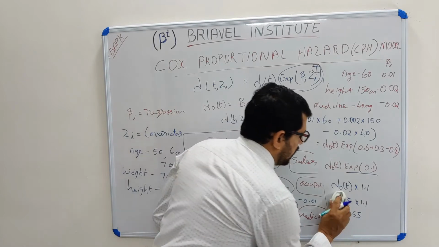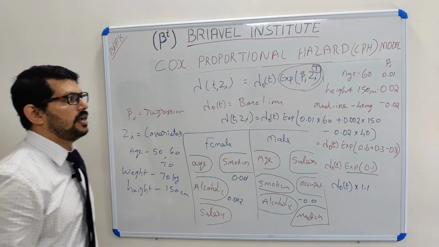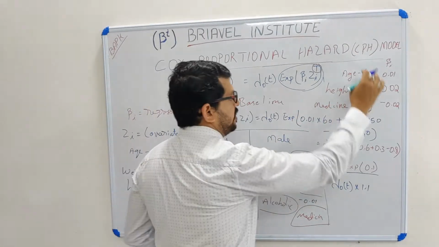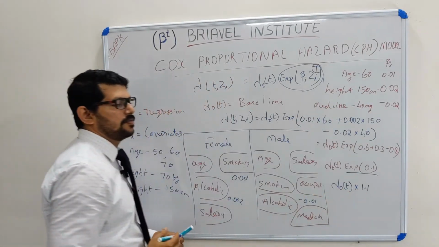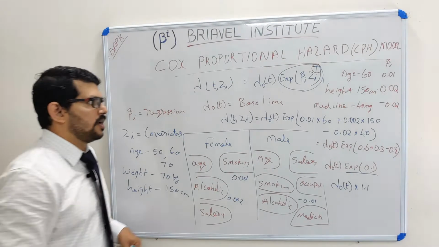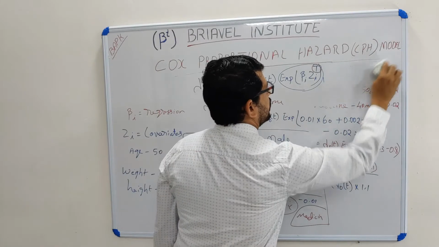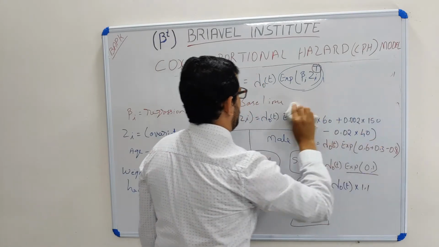So hazard rate is increased in this age, height and medicine combination. In this combination the hazard rate increased by 1.1. So you understood how to substitute these values into the equation.